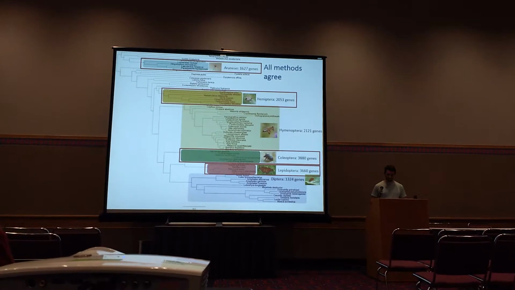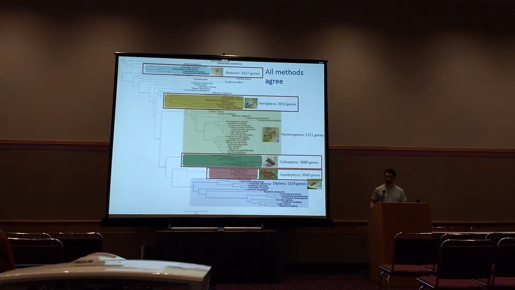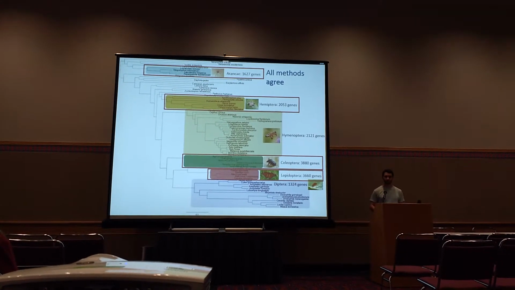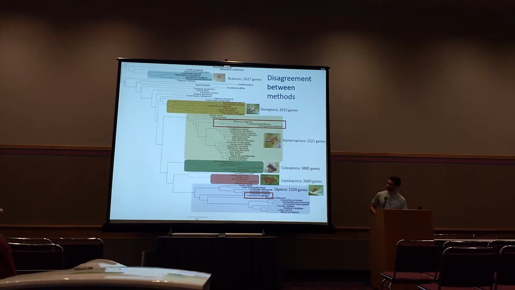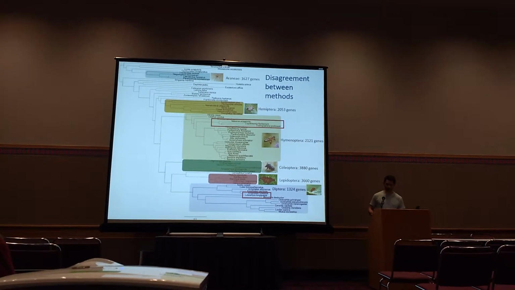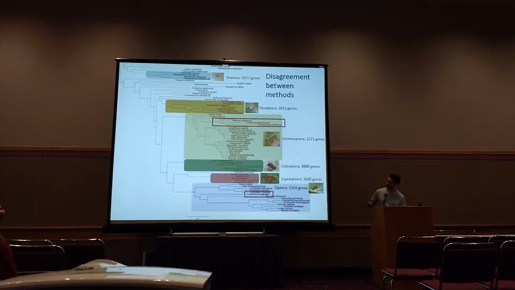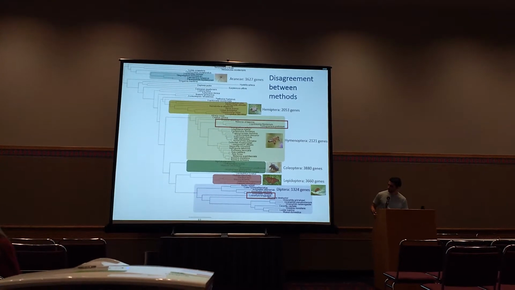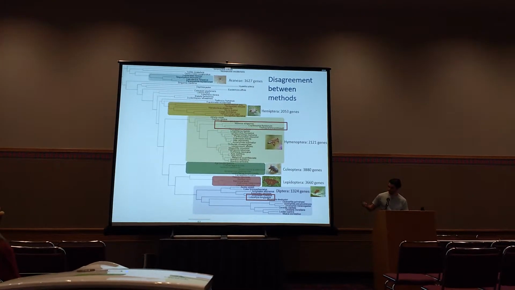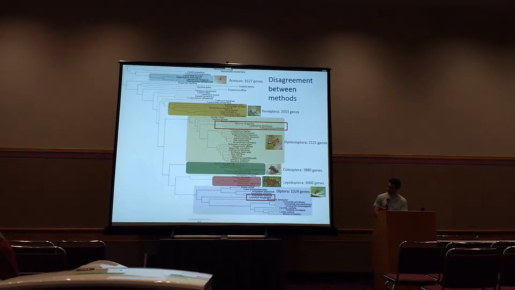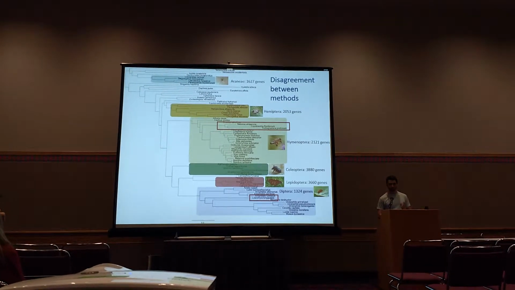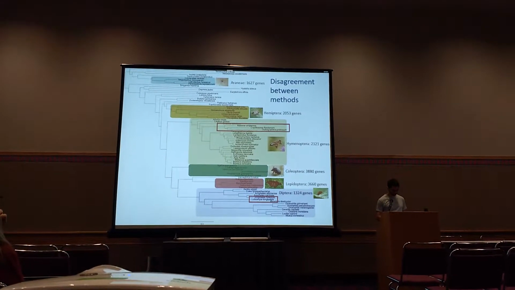And again, we see a lot of agreement. In fact, for these 4 orders, all 6 methods gave the exact same topology. Within the other 2 orders, there was only a little bit of disagreement. Within the hymenopterans, the ordering of the parasitic wasps was contentious. And within the dipterans, the placement of the sandfly was sometimes next to the flies and sometimes next to the mosquitoes. But for such a big phylogeny, to see only a few contentious nodes, I think is pretty good.